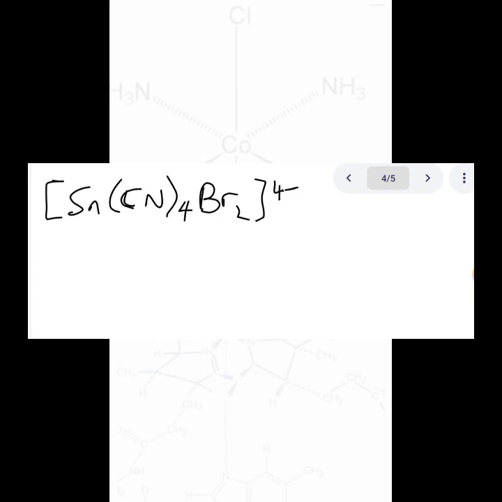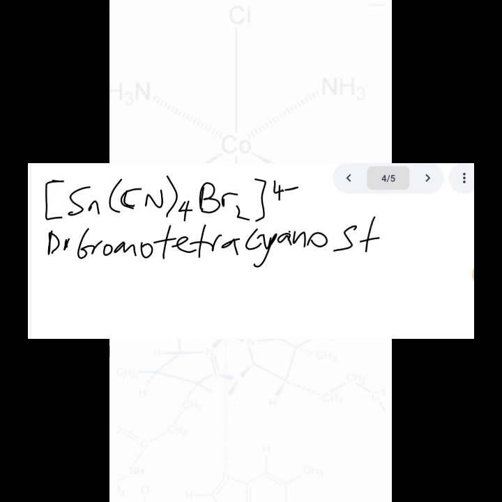This is another anionic complex, so the central metal name will end with ate. So in naming, bromo comes before cyano because B comes before C. So we have dibromo tetracyano. So Sn is stannum, so it becomes stannate, 2 ion.